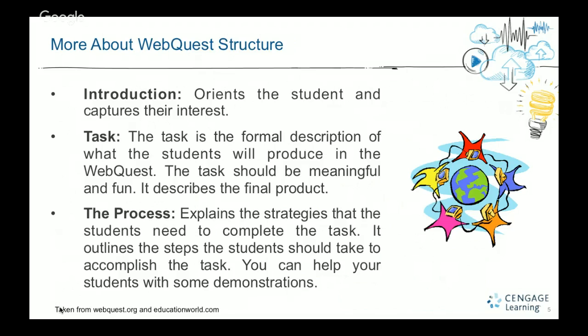So the task. The task is the formal description of what the students are going to do during the WebQuest. So the task should be meaningful and fun. You have to describe what you're going to expect from your students, but make it fun, make it engaging, make it like something they would really be interested in, okay?